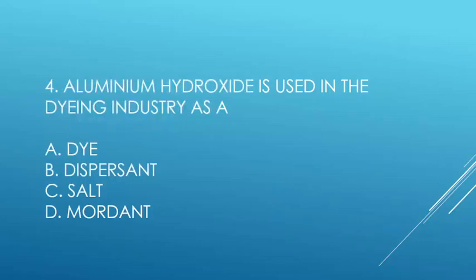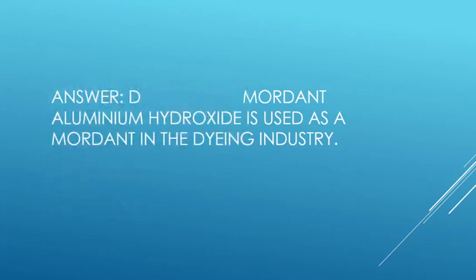Question number 4. Aluminium hydroxide is used in the dyeing industry as A. Dye, B. Dispersant, C. Salt, D. Mordant. The answer is D, which is mordant. Aluminium hydroxide is used as a mordant in the dyeing industry.